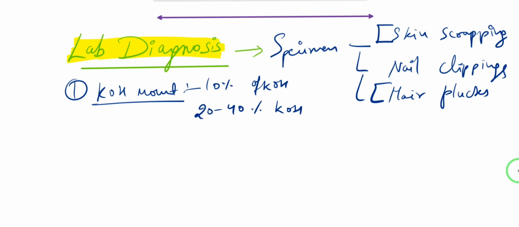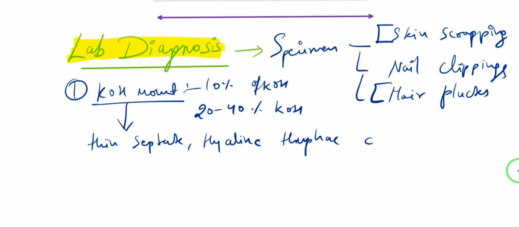All right. So after you do the KOH mount, what do you want to look for under the microscope? You want to look for thin, septate, hyaline hyphae, hyaline hyphae with arthrospores. So when you do the KOH mount, and if it is a dermatophyte, that is either Trichophyton, Microsporum, or Epidermophyton, you will see a lot of thin septate hyaline hyphae with arthrospores.